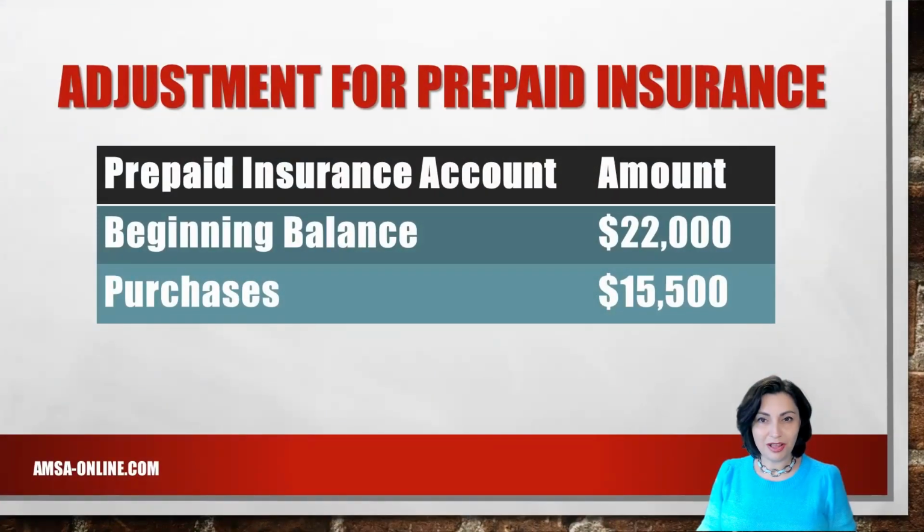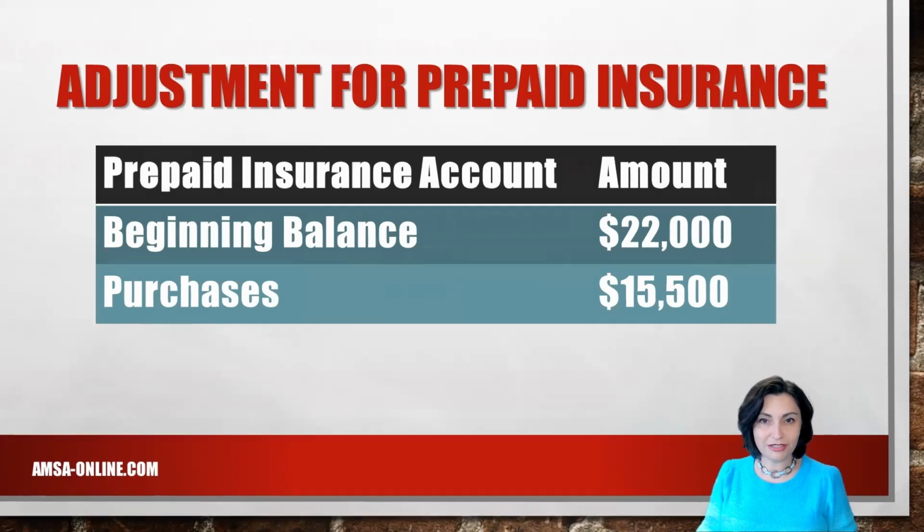In our example, the prepaid insurance account has a balance of $22,000 at the beginning of the year. The account increases by $15,500 for premiums on policies purchased during the year. We are required to find out the adjustments at the end of the year for two situations and indicate each account affected, whether the account is increased or decreased, and the amount of the increase or decrease.